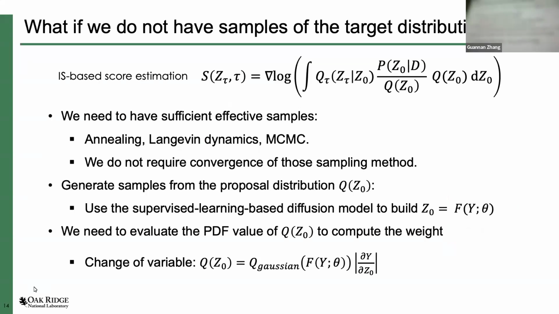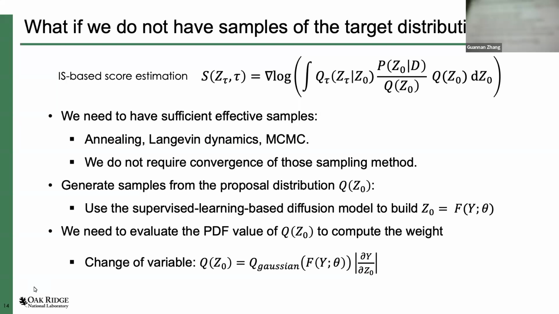Okay. In terms of importance sampling, the most important question is the ratio. We need to have enough effective samples. Effective meaning we can draw samples from Q_Z0, but we need to compute this ratio. If too many samples have very small ratios, those samples will not contribute to the final approximation, which is bad. We need to make sure the proposal distribution Q_Z0 is as close to the posterior as possible. There are a lot of methods you can use: annealing, Langevin dynamics, MCMC. I think the only difference here is that when we use those methods, we don't need them to converge to the posterior.